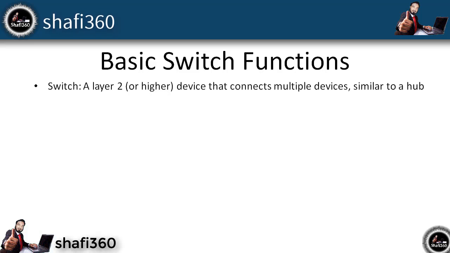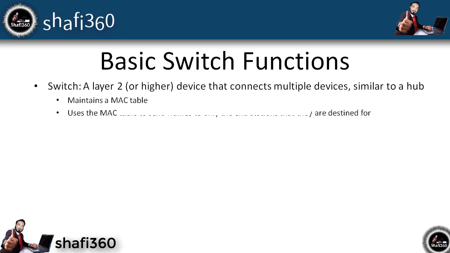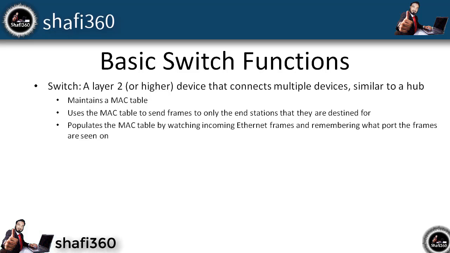Now, the primary function of a layer 2 switch is to maintain a MAC table, MAC being the Ethernet address or the media access control address, the layer 2 address. It uses this MAC table to send frames only to the end stations that they are destined for. And you might ask, well, how does a switch know what workstation a particular frame is destined for? It populates this MAC table by watching the incoming Ethernet frames and remembering what port those frames are seen on.